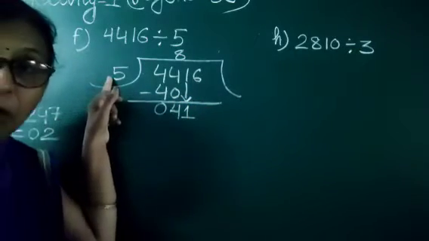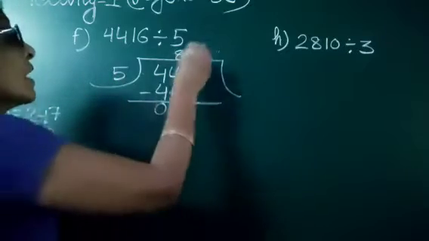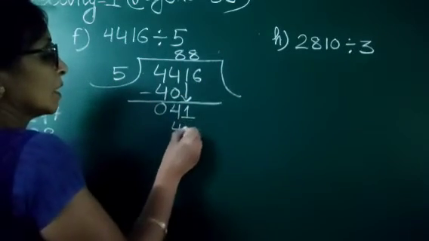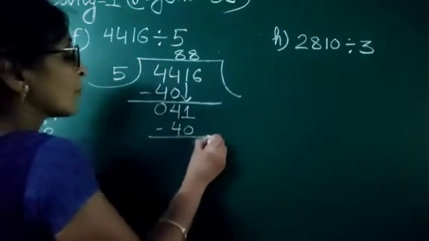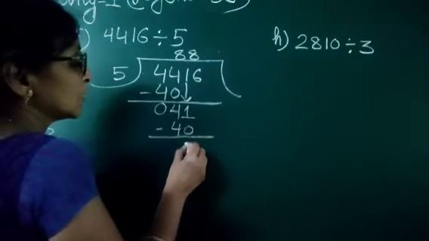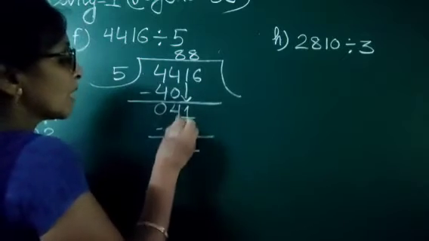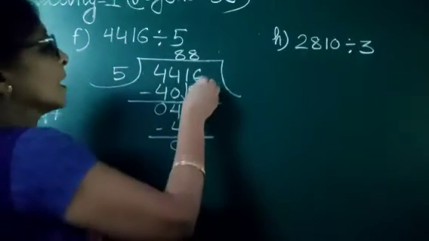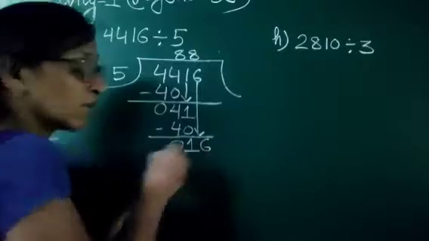Again we tell the table of 5. 8 5s are 40, because we know in the table of 5, 41 does not come. Then again subtract: 1 minus 0, that is 1. 4 minus 4, that is 0. Now we put this digit here.